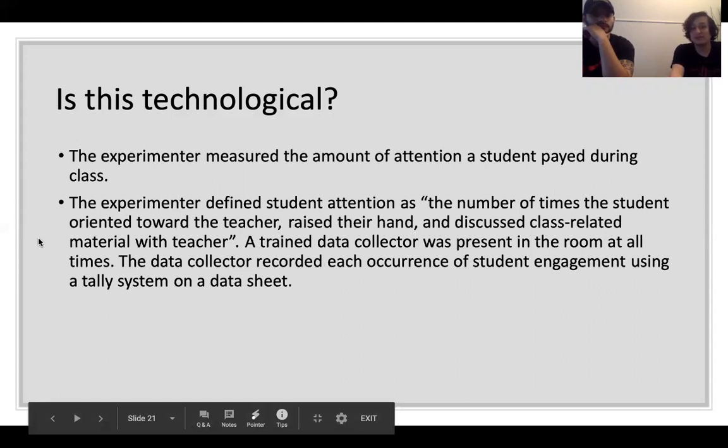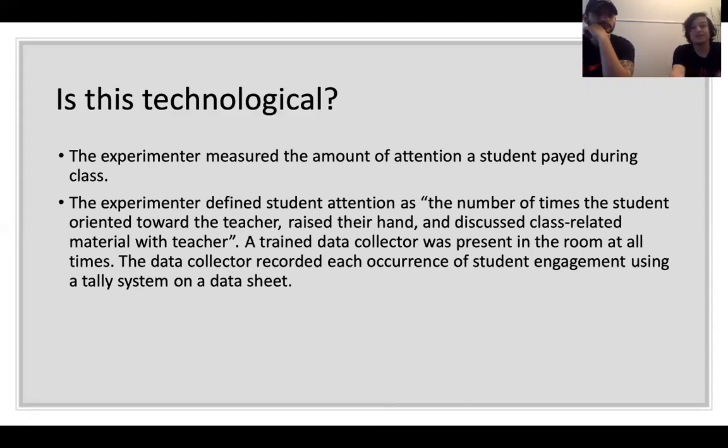However, what if this was what they actually wrote? So the experimenter defined student attention as the number of times the student oriented toward the teacher, raised their hand, and discussed class-related material with the teacher. A trained data collector was present in the room at all times. The data collector recorded each occurrence of student engagement using a tally system on a data sheet. Could someone replicate that? Yeah. Could I write that and then give it to Carlos for him to go measure the same exact thing in his class? Yes, we could, right? So that's what we mean by technological. Describe it well, in detail, clearly, in a way that could be easily replicated by someone else.